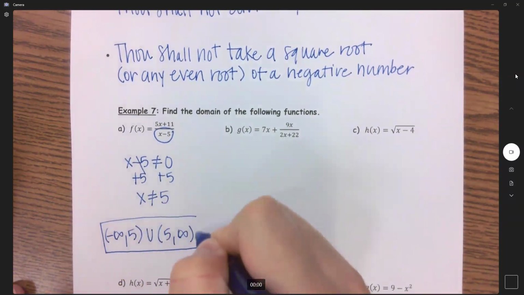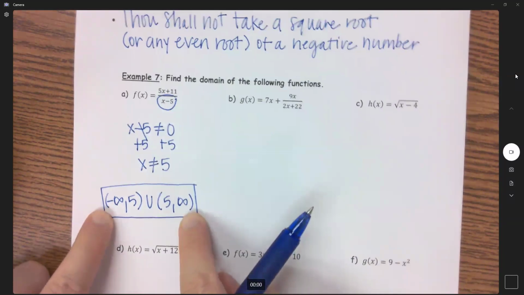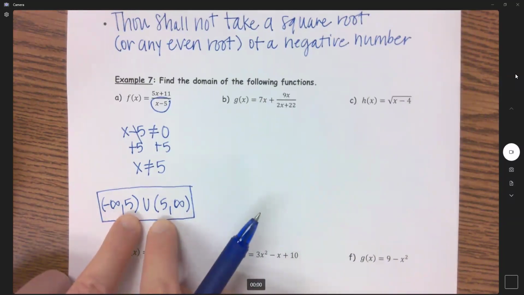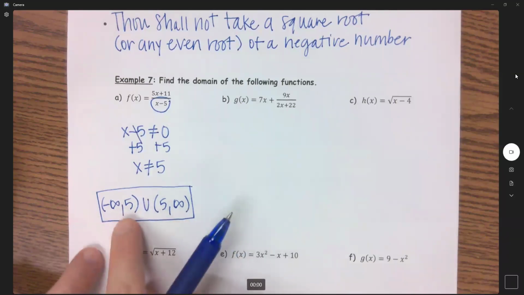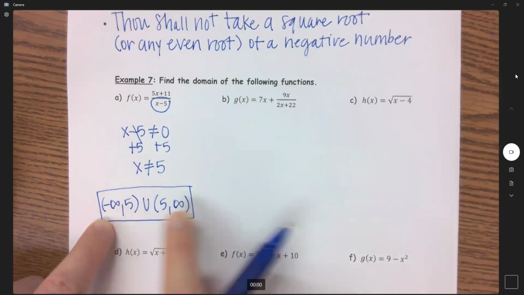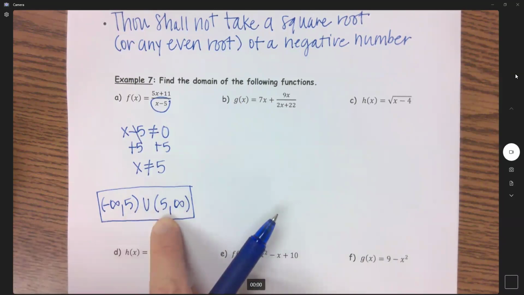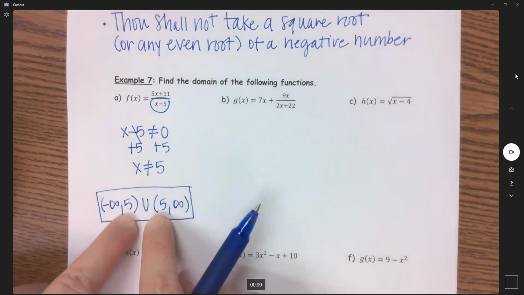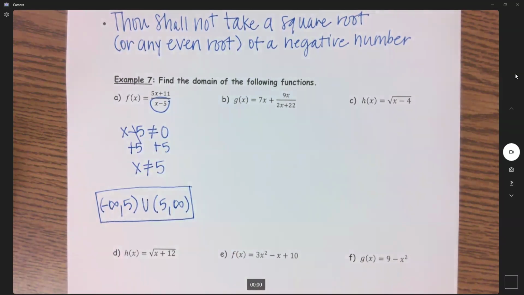Notice my infinities always get parentheses. My 5 here has parentheses, meaning it's not included. So this one will go all the way up to like 4.9999999. This one will start at 5.00000001, but it skips over the one number of 5 because it's not in brackets. And then you'll put the U in between for the union when you have two different sections here.